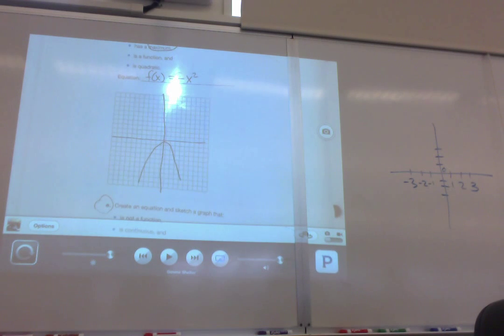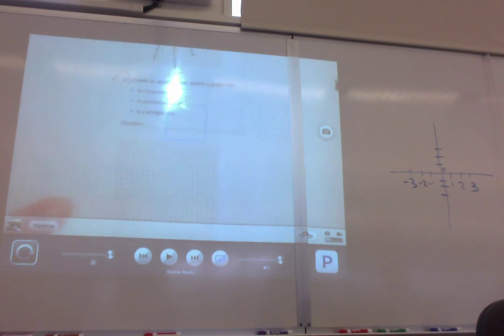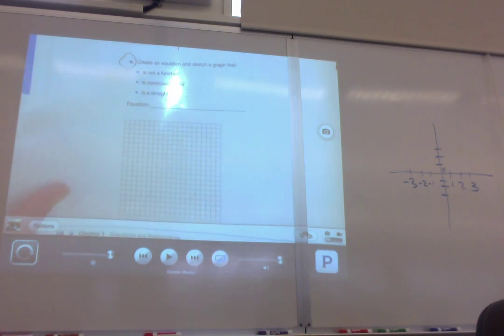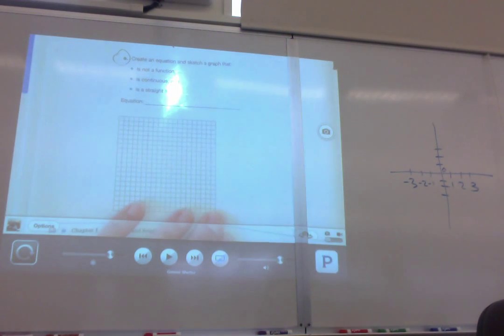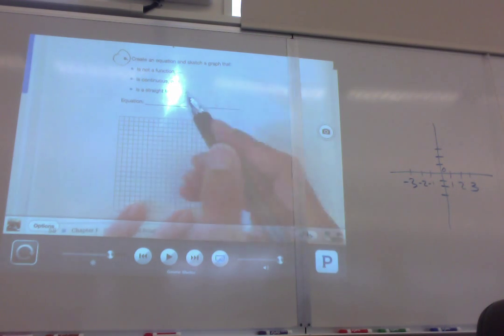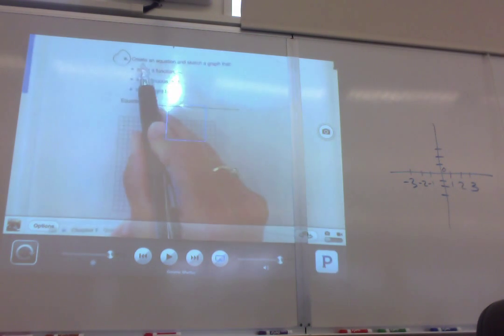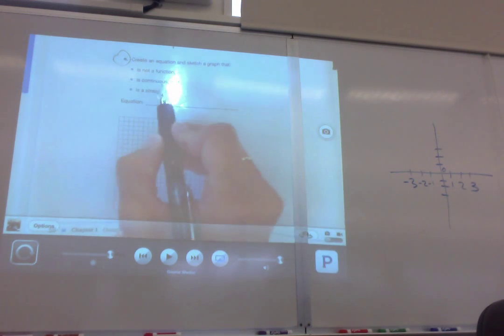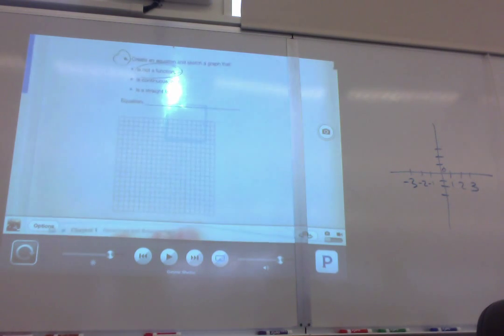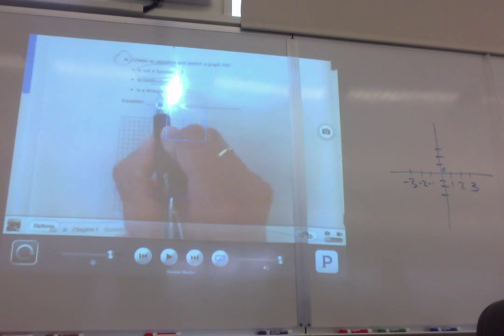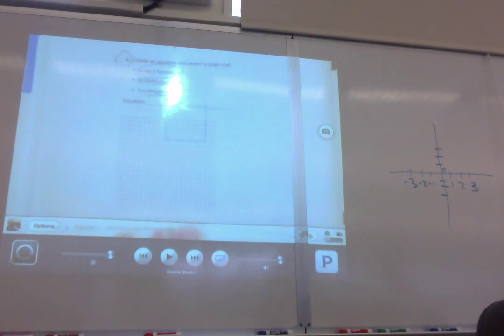Continuous is one we haven't really looked at very much. Who had an idea how to do that? It's come up a time or two, but it hasn't been one of the main categories of things we look at. Sketch a graph that is not a function. Interesting. That's what we need to do. Not a function. Continuous straight line.